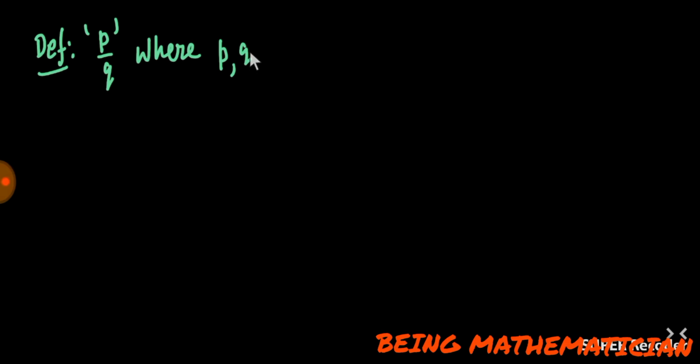At first, let's have the definition of a rational number. A number is called a rational number when it can be expressed in P by Q form, where P and Q are any integers, and obviously Q is not equal to 0, because any number divided by 0 is undefined.